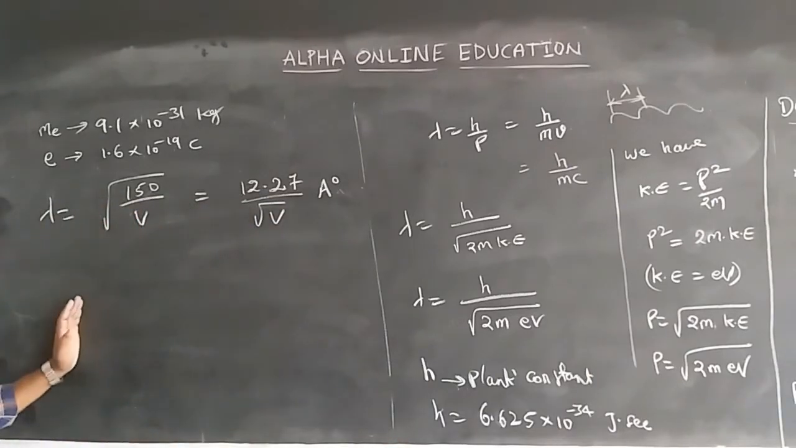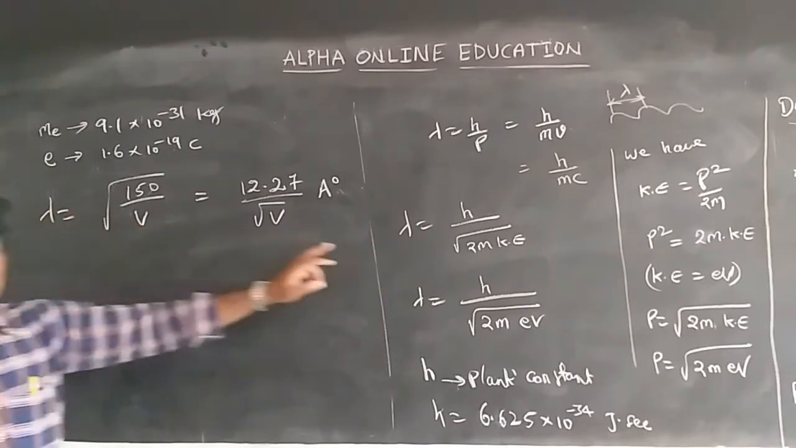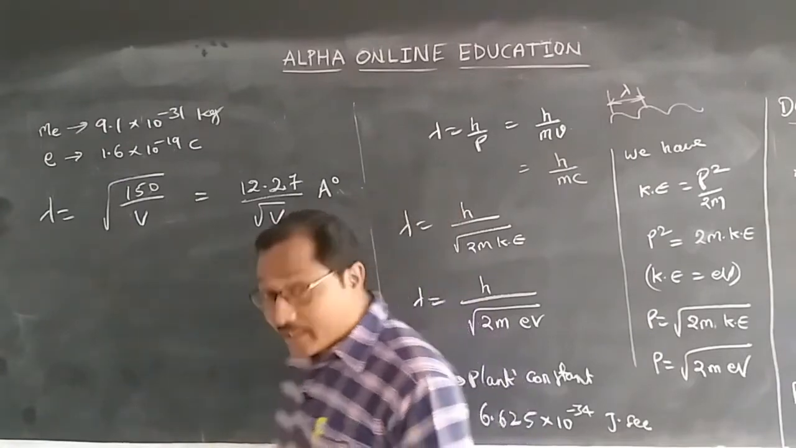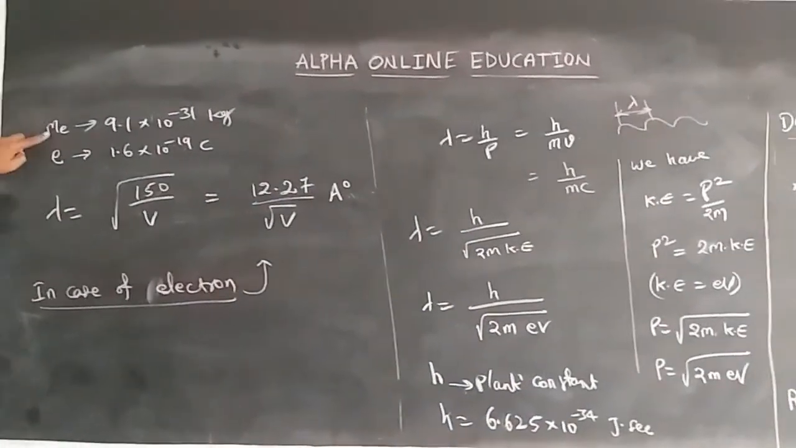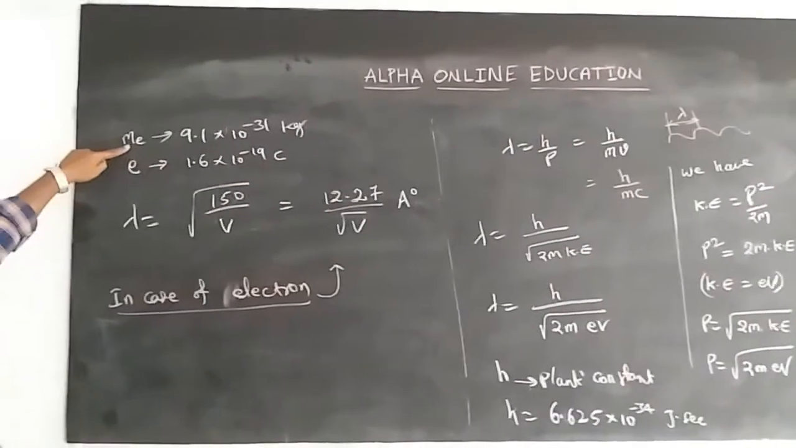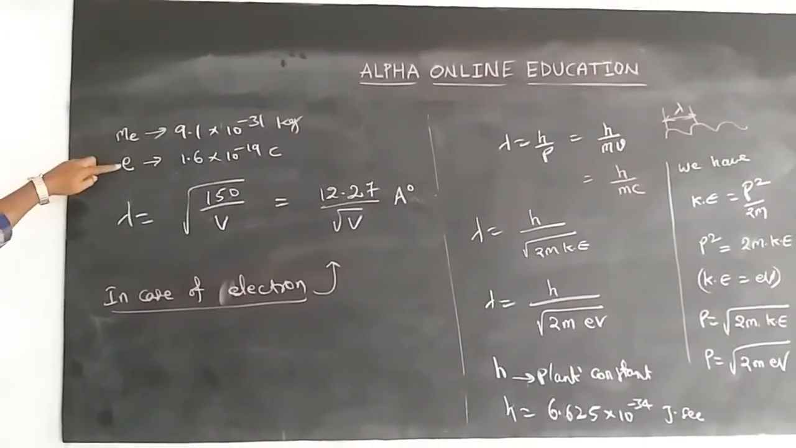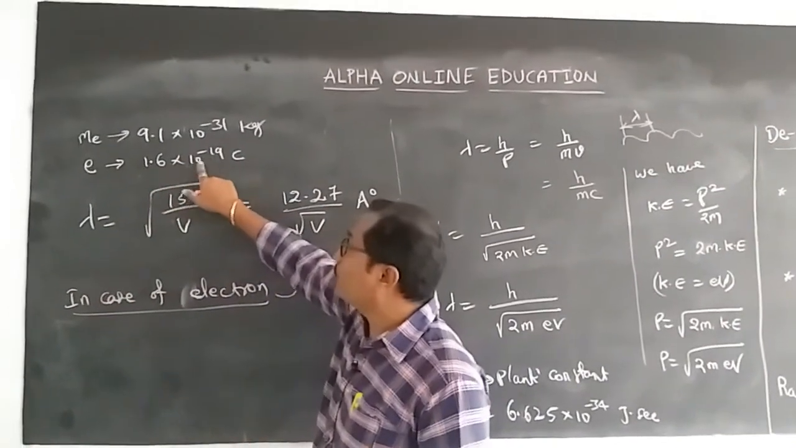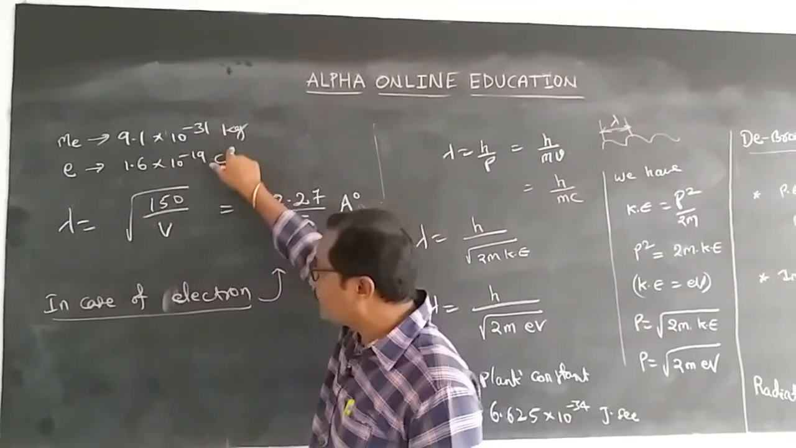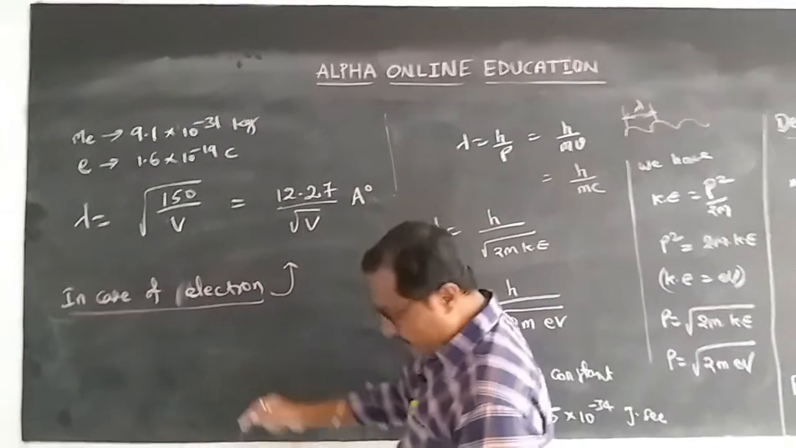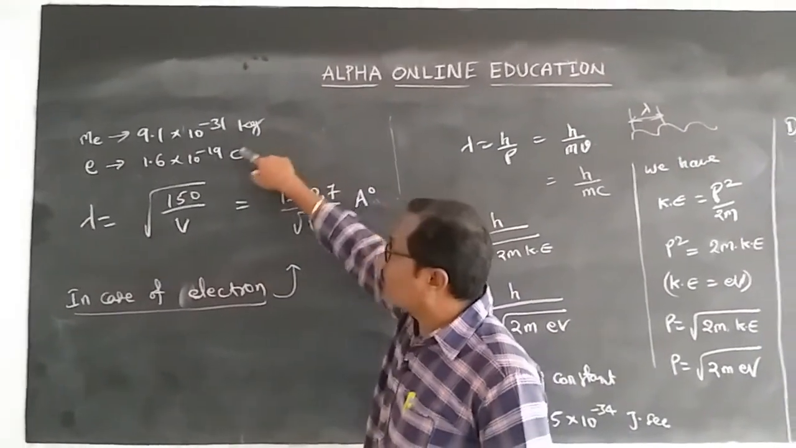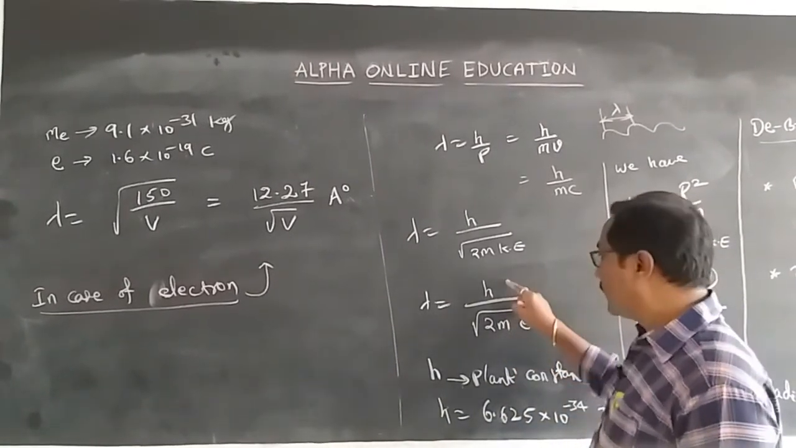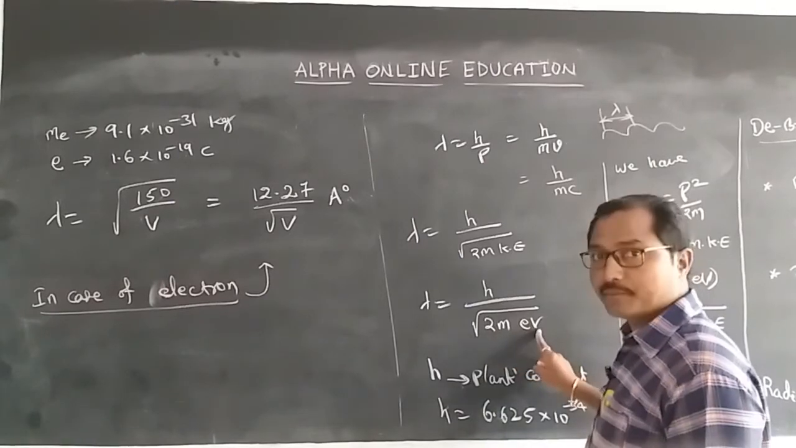And the next case, see here, now I am going to give you the values, especially in case of the electron. What is the mass of the electron? That is 9.1 into 10 to the power of minus 31 kg. And the charge of the electron, that is e is equal to 1.6 into 10 to the power of minus 19 coulombs. Already we know all these values. Now substitute the mass of the electron, the charge of the electron, as well as Planck's constant in this equation, that is lambda is equal to h divided by the square root of 2m into eV.